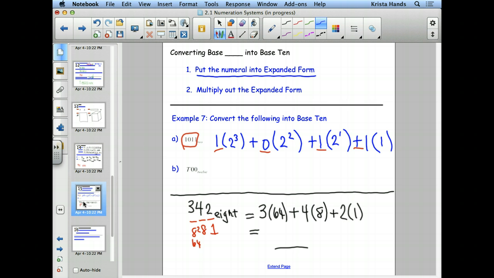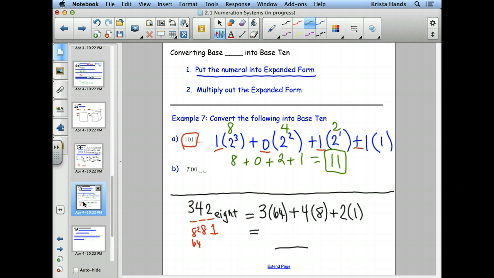Now you actually know what some of those numbers are, right? What is 2 cubed? That's 8. What is 2 squared? That's 4. What is 2 to the 1? That's 2. So you're going to multiply those numbers, 8, 4, and 2, by the number that they're beside. So this is actually 8 times 1, which is 8. This one's 4 times 0, which is 0. 2 times 1, which is 2. And then 1 times 1, which is 1. So what is 8 plus 2 plus 1? That one is actually the number 11.